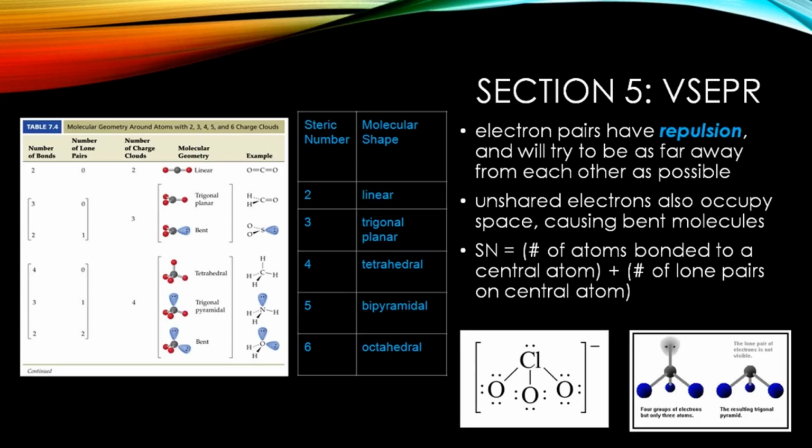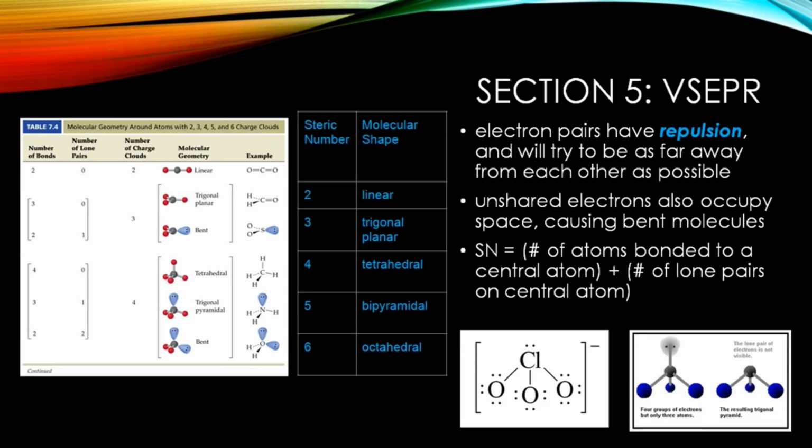This may be all confusing, but a simple way to predict the shape of a molecule using VSEPR can be summed down to a simple equation. Sn, or steric number, equals the number of bonded atoms to the central atom plus the number of lone pairs on the central atom. To determine these numbers, just draw a molecule using the Lewis dot diagram structure.